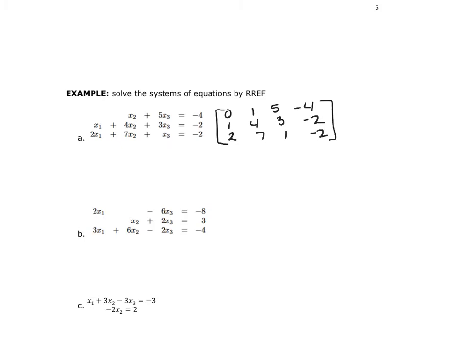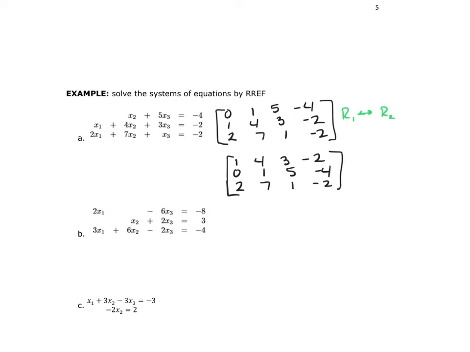Now, I'm going to switch row 1 and row 2. The reason I'm doing that is because I've already got a 0 right below that 1, and I have a 1 in the 1, 1 position. So then this becomes 1, 4, 3, negative 2. 0, 1, 5, negative 4. I need to make that slightly bigger. And this is 2, 7, 1, and negative 2.